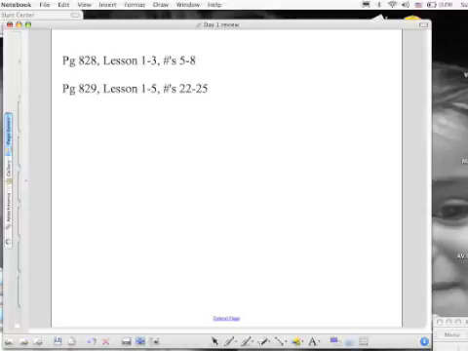Recalling these things, I want you to take the verbal expressions found on page 828 and 829 in the lessons shown on the board, and I want you to put them into algebraic expressions.